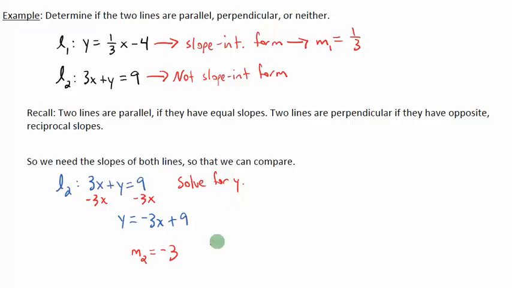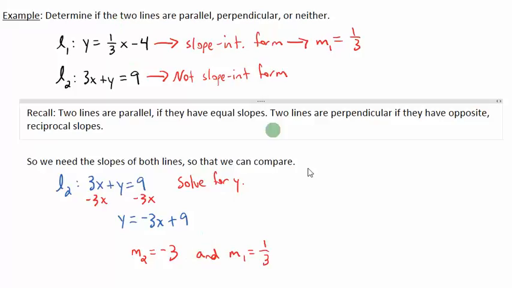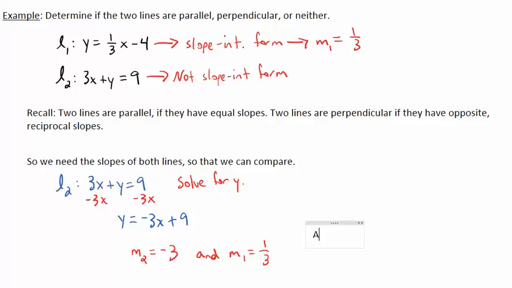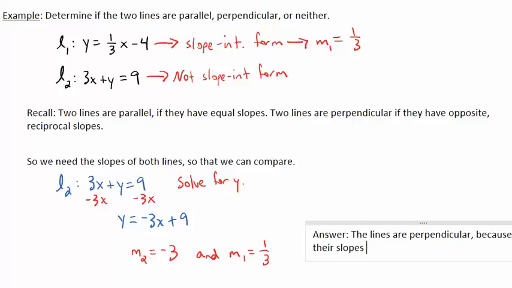m2 equals negative 3 and m1 equals positive 1/3. They are opposites because one's negative, one's positive, and 3 and 1/3 are reciprocals. So we can finally answer the question. The lines are perpendicular because their slopes are opposite reciprocals.